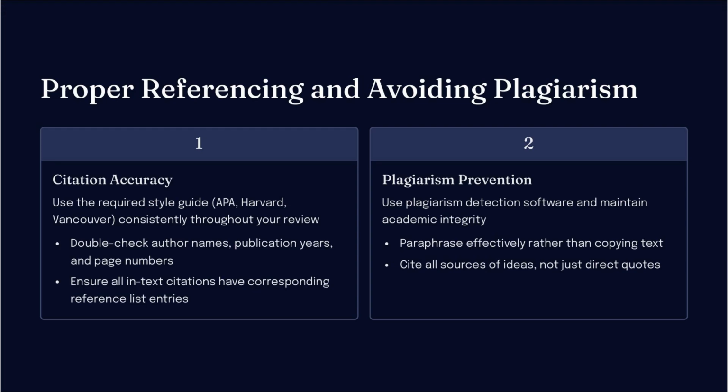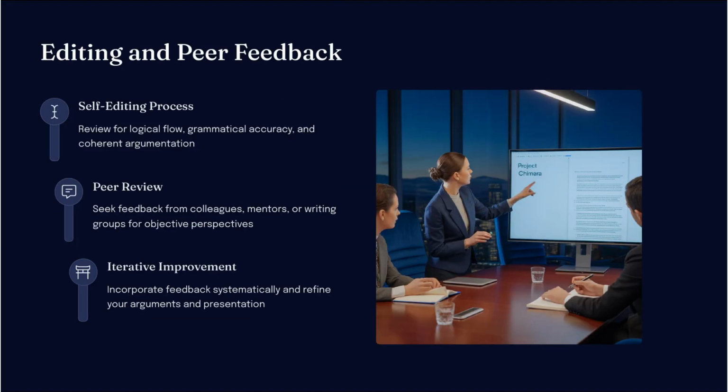Ensure citation accuracy by consistently applying the required style guide, such as APA or Harvard. Double-check author names, publication years, and page numbers. Prevent plagiarism by using detection software, paraphrasing effectively, and citing all sources of ideas, not just direct quotes, to maintain academic integrity. Ensure your work is logically structured and grammatically sound.